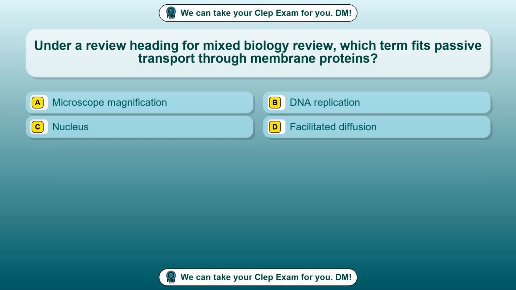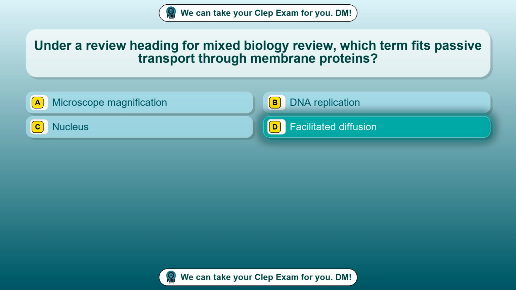Question 21. Under a review heading for mixed biology review, which term fits passive transport through membrane proteins? Option A, microscope magnification. Option B, DNA replication. Option C, nucleus. Option D, facilitated diffusion. The correct answer is option D, facilitated diffusion.